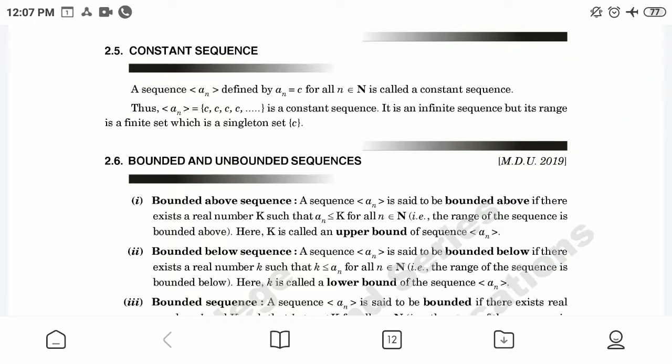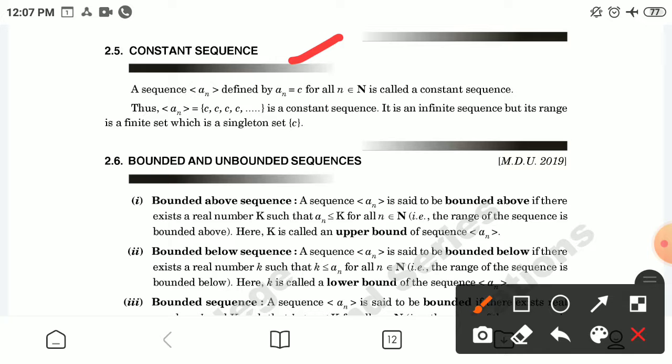Now next definition for constant sequence. A sequence {a_n} defined by a_n equals c for all n belongs to N is called a constant sequence. That is, every term's value is constant, therefore it is called a constant sequence. It is an infinite sequence, but its range is a finite set, which is a singleton set {c}.